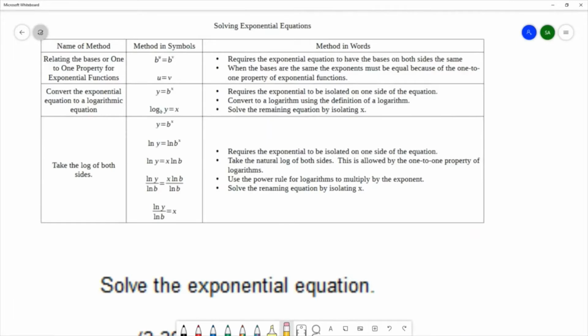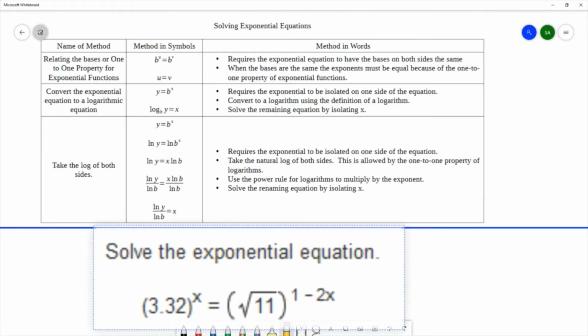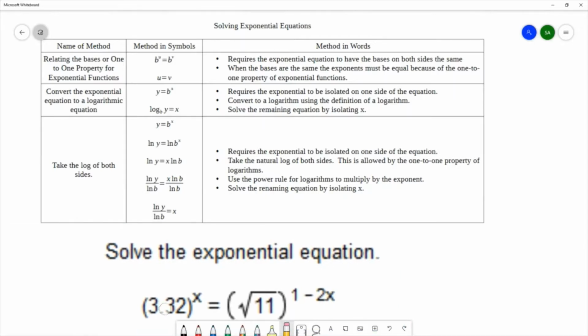The first method is relating the bases, and that requires us to get the same base on both sides of the equation. With the example that we're working with, we have a base of 3.32 and a base of square root of 11. If we were to put square root of 11 in our calculator, you would get approximately 3.32. And so their bases are almost the same, but since they're not exactly the same, we're not able to use this method of relating the bases. We have to rely on one of our other two methods for solving this exponential equation.